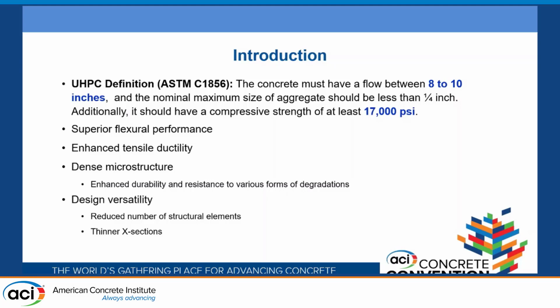The most adaptable definition of UHPC is given by ASTM C1856. According to this, the compressive strength of UHPC should be at least 70,000 psi, with a flow ranging between 8 to 10 inches, and the maximum size of the aggregate should not exceed 1/4 inch.